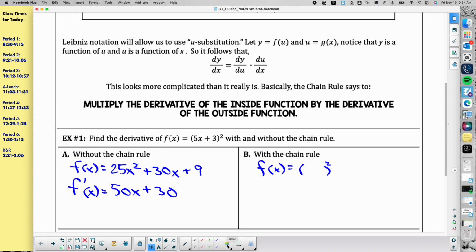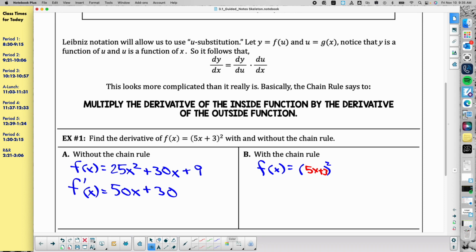The outside function is going to be the square, because that would be written as x squared. But instead of an x, we would put an entire different function that would be 5x plus 3. So the inside function is going to be 5x plus 3. And then that's kind of how we're going to view this.